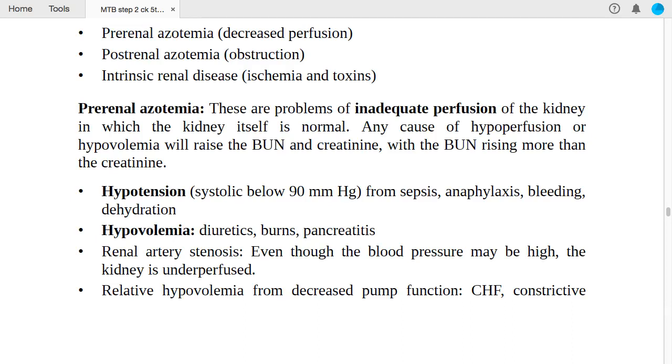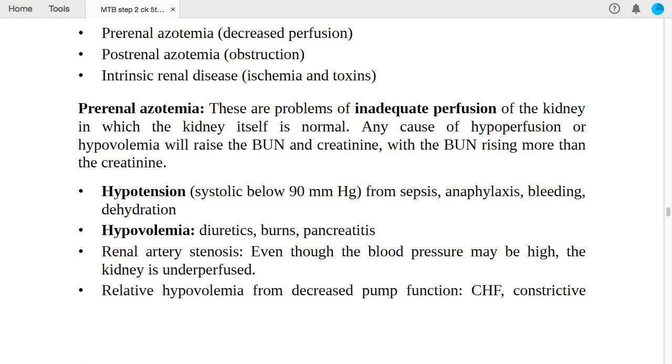Now, hypovolemia. In case of hypovolemia, say for example with the use of diuretics, if the patient is on a diuretic, more and more water will be excreted out and the patient may become hypovolemic, right? Or in a case of burn, suddenly a very large amount of water will be removed from the body. In that case, we will see this hypovolemia. And in case of pancreatitis also, there is hypovolemia. So in all those cases, hypovolemia and hypotension can lead to increase in blood urea nitrogen and creatinine, and this is considered to be pre-renal azotemia.